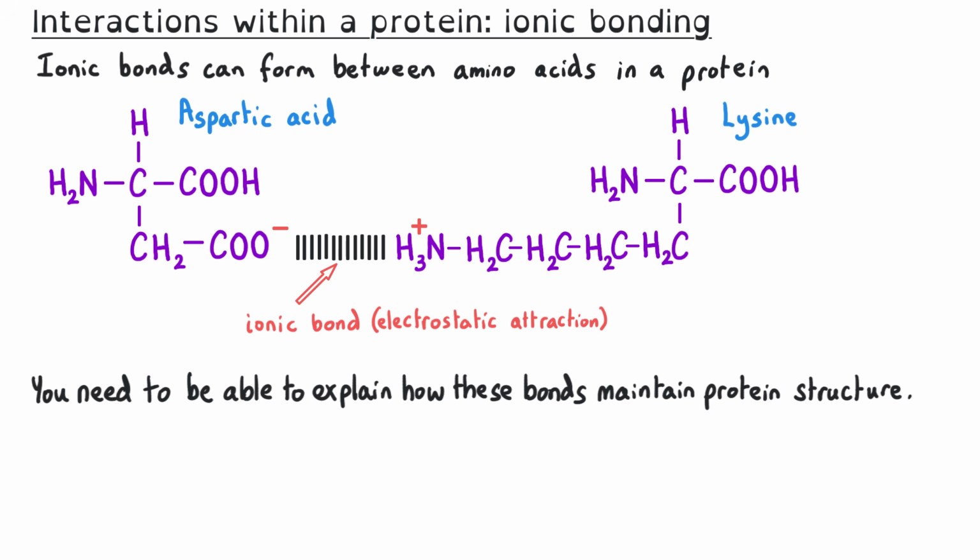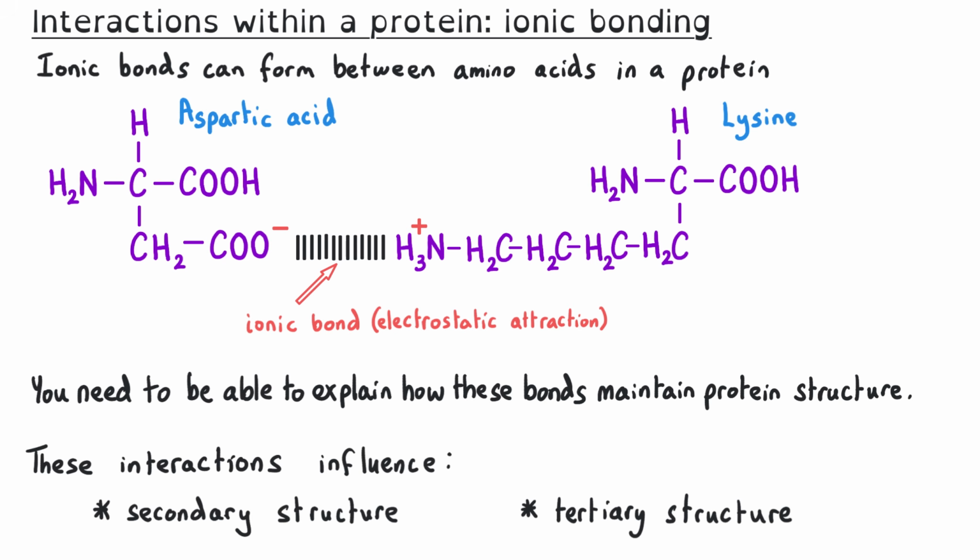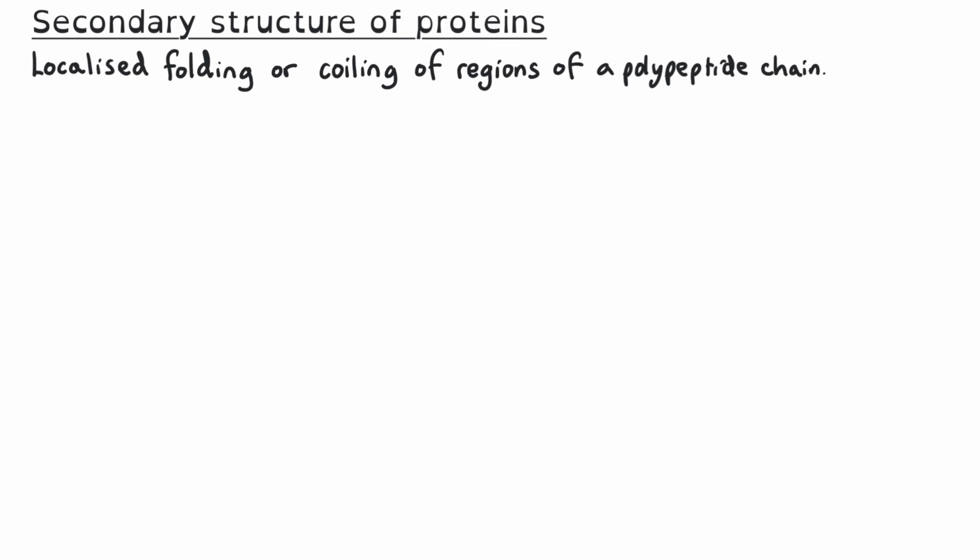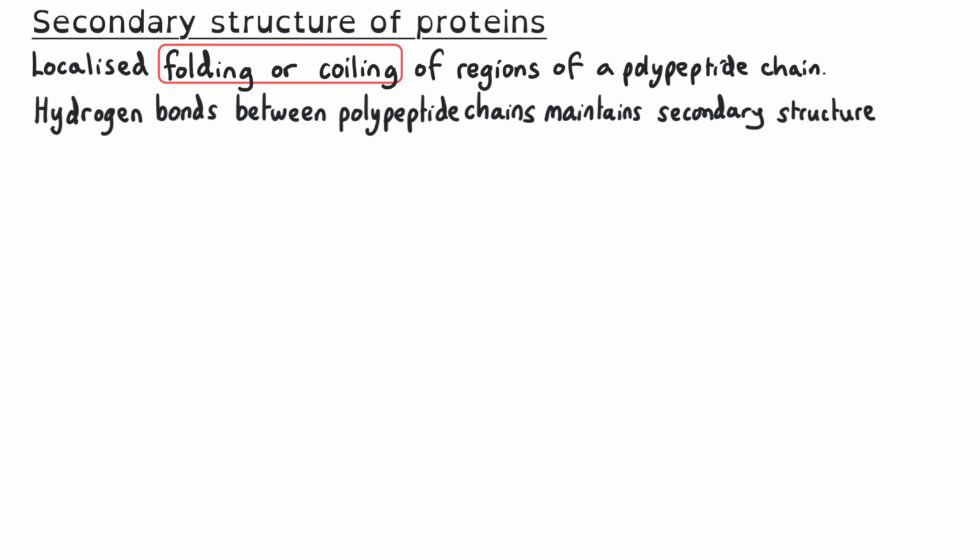In an exam, you need to be able to explain how hydrogen bonding, disulfide bridges, and ionic bonding are of vital importance to maintaining the structure of proteins. This is because these interactions influence the secondary structure of proteins as well as their tertiary structure. The secondary structure of a protein refers to how the polypeptide chain begins to fold or coil because of hydrogen bonding between atoms in the backbone, not the side chains.